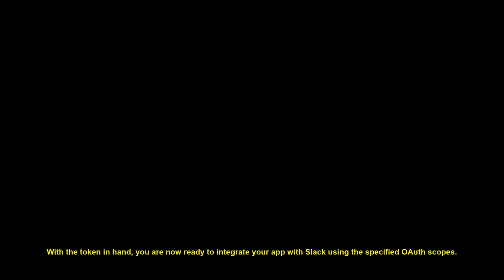With the token in hand, you are now ready to integrate your app with Slack using the specified OAuth scopes. That concludes the tutorial on how to authorize Slack apps using OAuth scopes.